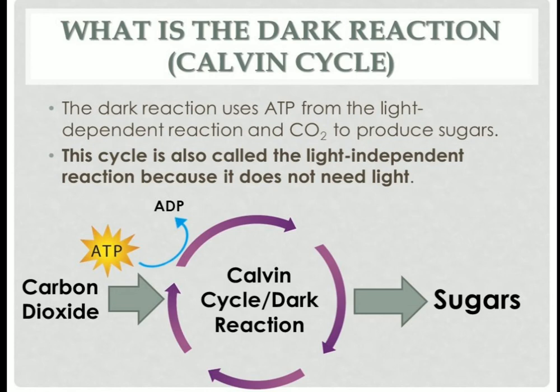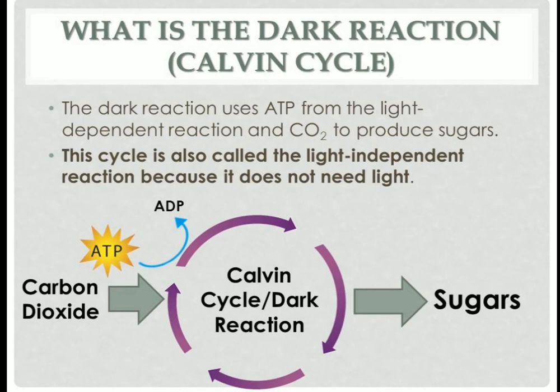Now, in a simplified way, it is represented that ATP is used and gets converted to ADP, and the energy so released is used for converting carbon dioxide of the atmosphere into sugars, and the reactants which are used are returned back by the Calvin cycle.